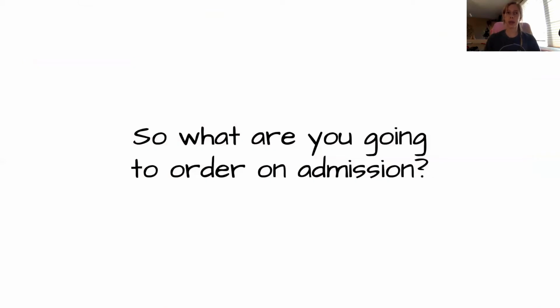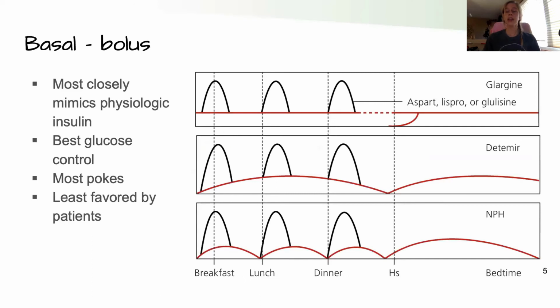Okay, so back to our question. What are you going to order on admission? Well, there's two main ways of administering insulin that you can think about. One is basal bolus. This most closely mimics the natural state of insulin in the human body. And the idea is that you have a low level of basal insulin that's long-acting, that's always there. And then you have boluses or peaks of extra insulin when the patient eats.